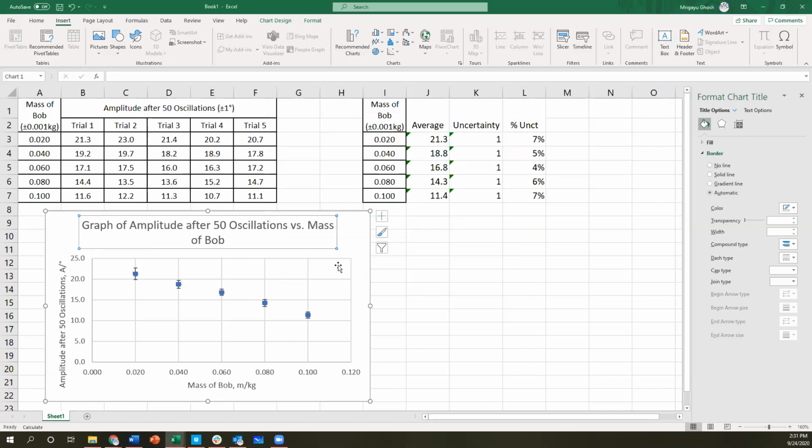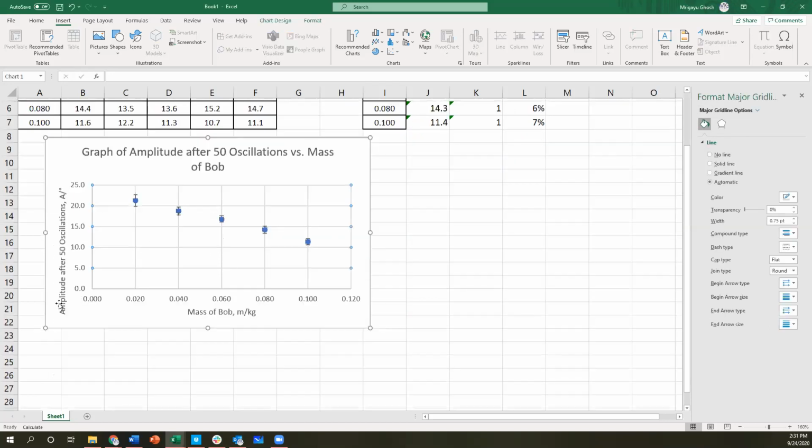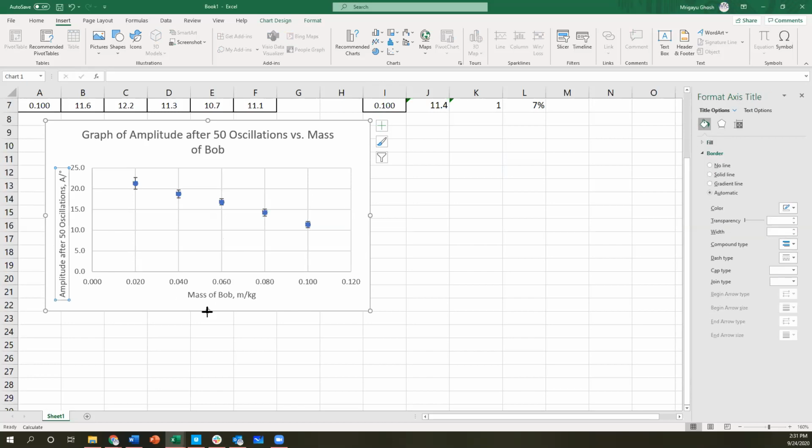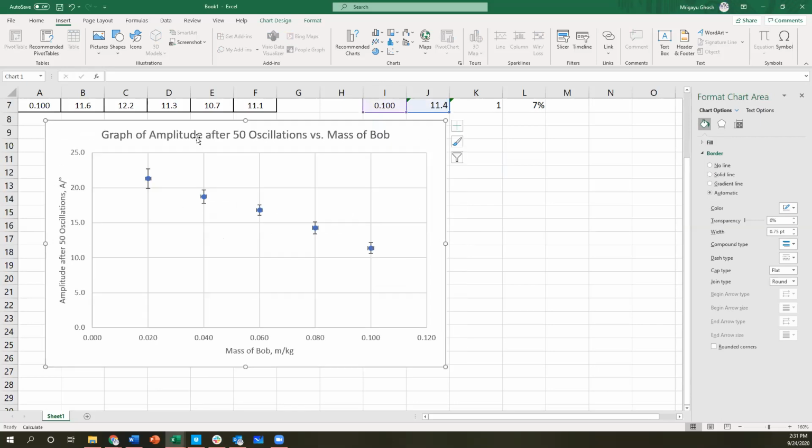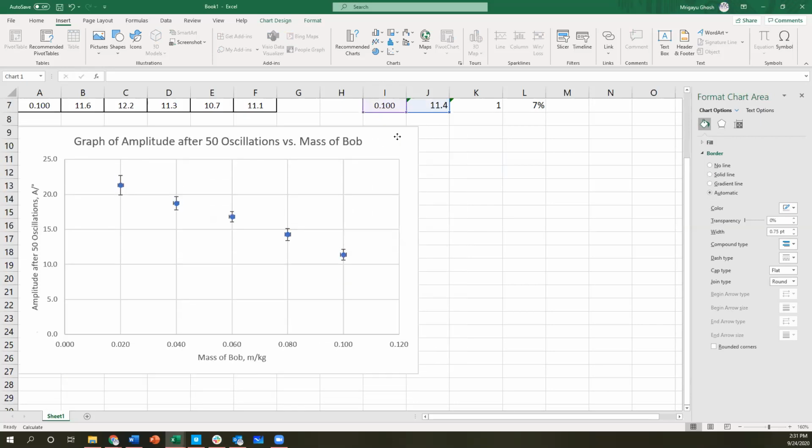Done. Good. Okay. And degree isn't really a unit, but in this case, we need to specify that it's in degrees rather than radians, because if you don't put a unit there, then it's assumed that it's radians.